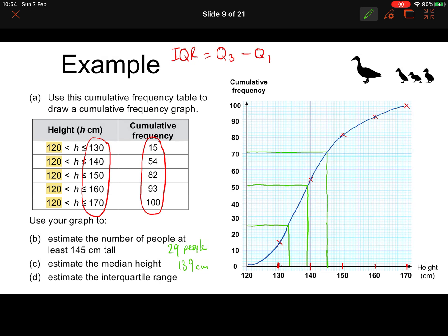What value have we got? I think that's 1, 2, 3, 4, about 133. So the lower quartile is 133. The upper quartile is 75%, three quarters. So again, we're going to use a ruler and draw off from 75.